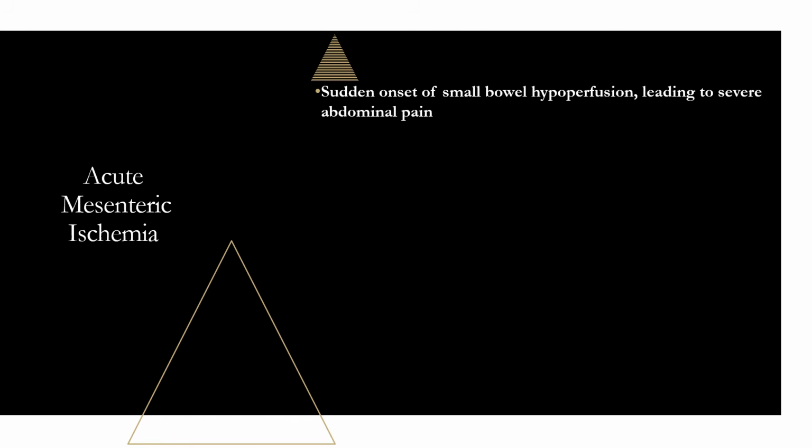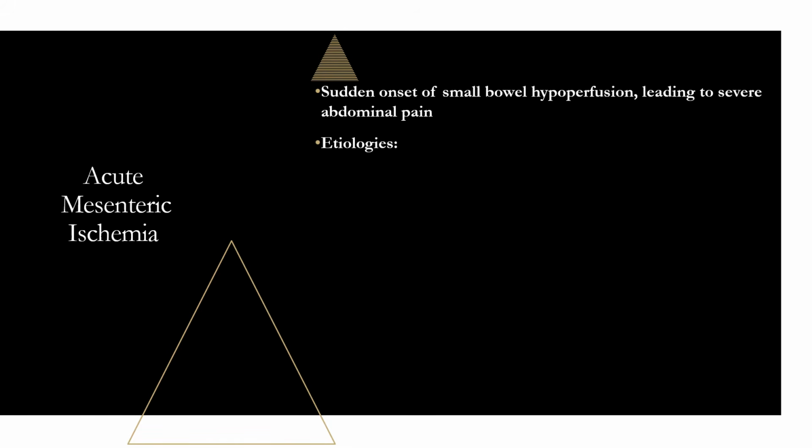So these patients are going to have a sudden onset of small bowel hypoperfusion, which leads to this severe abdominal pain. So remember, with chronic, it was more of a dull, crampy pain after eating. These patients are going to all of a sudden go 0 to 100 and have this extremely bad abdominal pain.